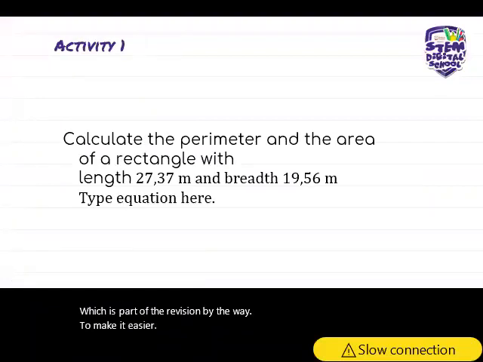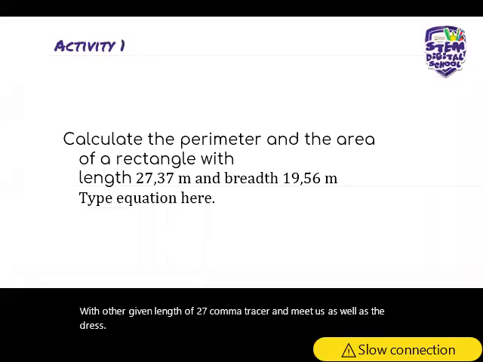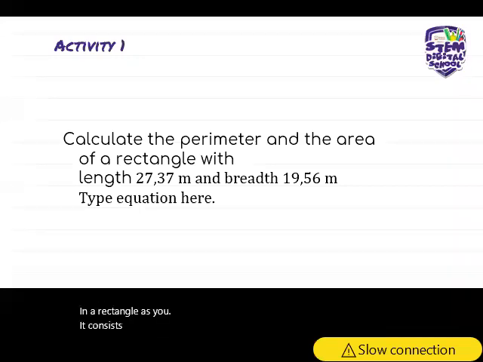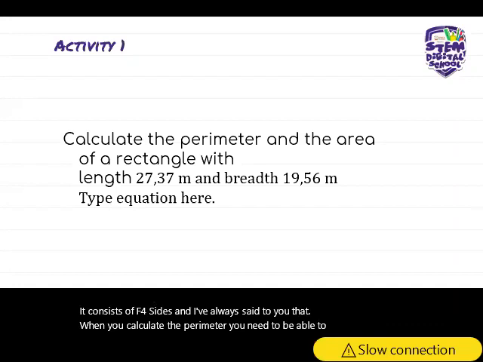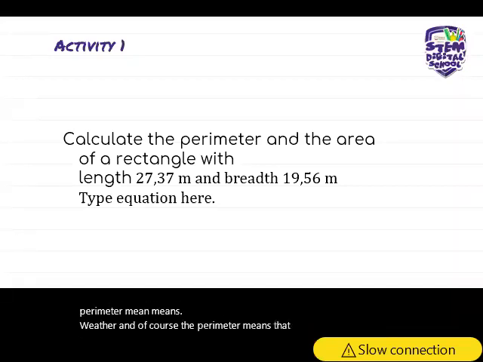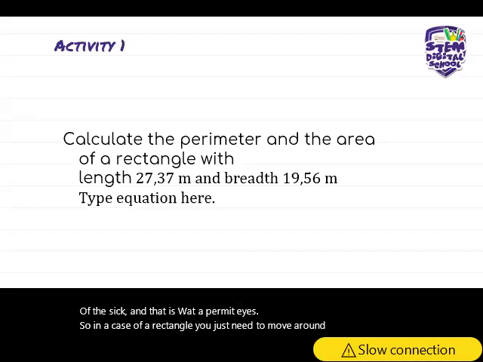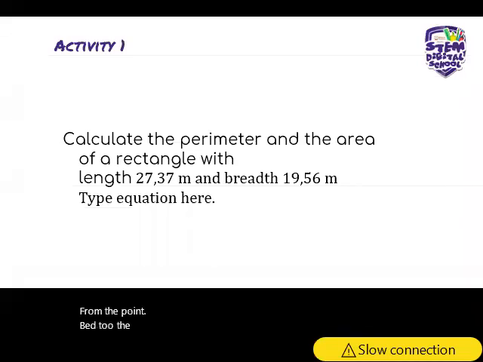Now, we have a situation here where we need to calculate the perimeter of a rectangle with the given length of 27.37 meters, as well as the breadth. In a rectangle, as you always know, it consists of 4 sides. And I've always said to you that when you calculate the perimeter, you need to be able to define what a perimeter means, rather. The perimeter means the distance around the shape, or rather the distance around the edge of the shape. And that is what a perimeter is. So in the case of a rectangle, you just need to move around the shape from the point back to the same point around the shape, and then that will give you the perimeter.